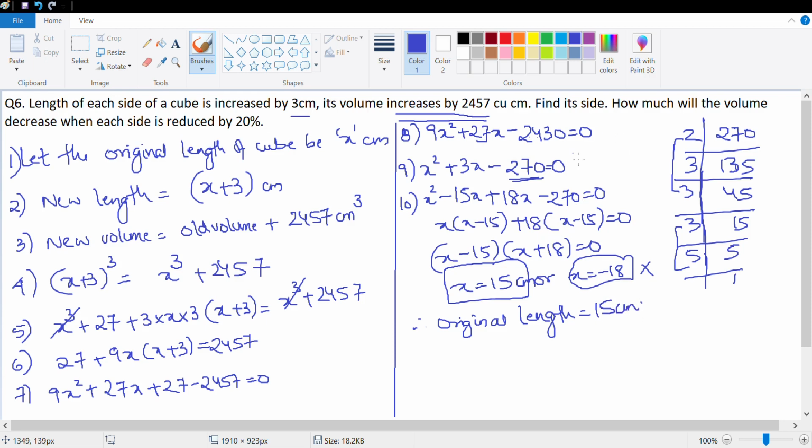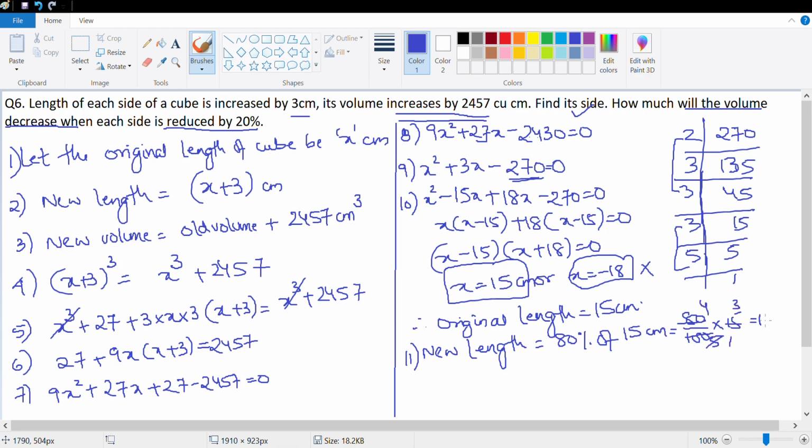Perfect. Let's look at the second part. The second part says how much will the volume decrease when each side is reduced by 20%. So now the new length is reduced by 20%, which means 80% of the original 15 centimeter, which means 80 upon 100 into 15, that's 12 centimeter. So we need to figure out what is the decrease in volume.